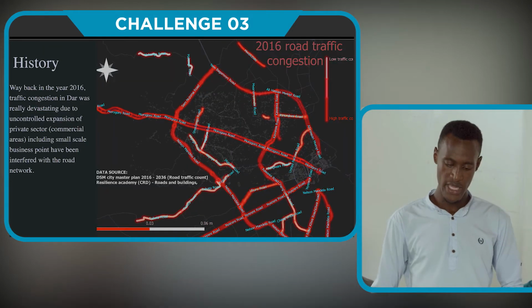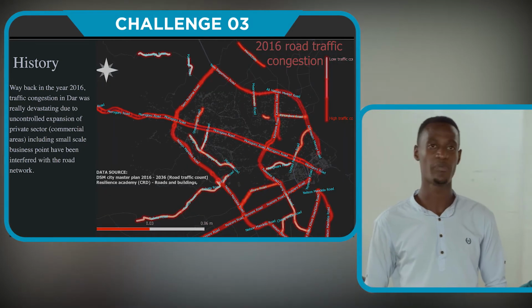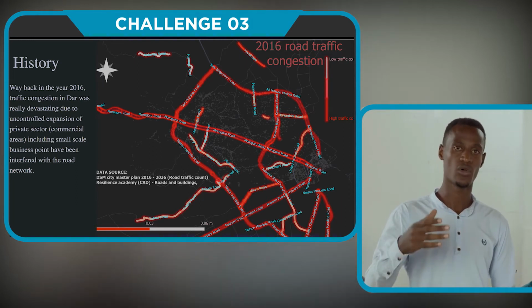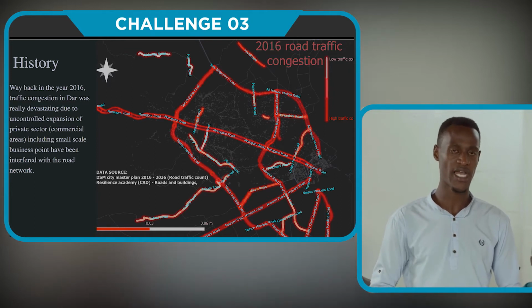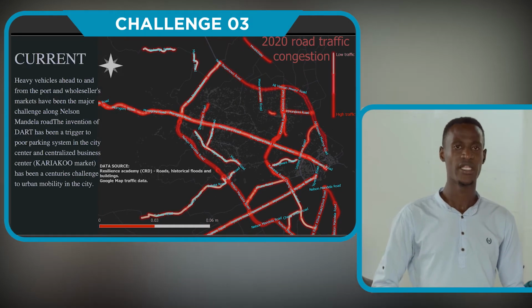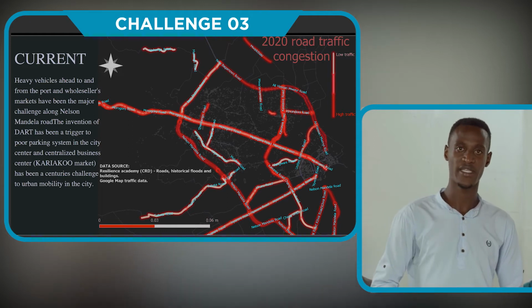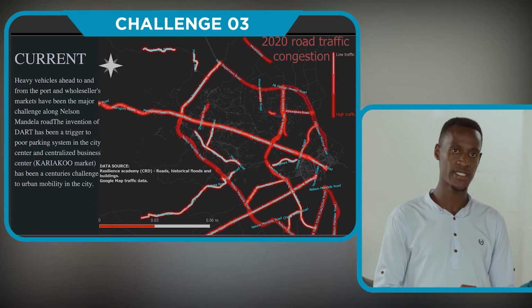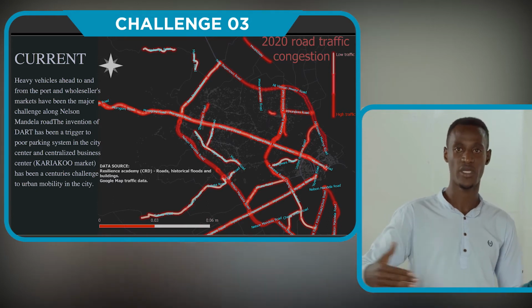Just imagine. The history of traffic jam in Dar es Salaam dates to the period of 2016, whereby the main cause of traffic jam was the informal commercial areas. As you have seen, in areas with informal commercial settlements, there is higher traffic congestion than in other areas. Recently, we have seen another reason for traffic congestion: when rapid transport lanes are constructed, they tend to minimize the road parking system, hence causing traffic in sideway roads.